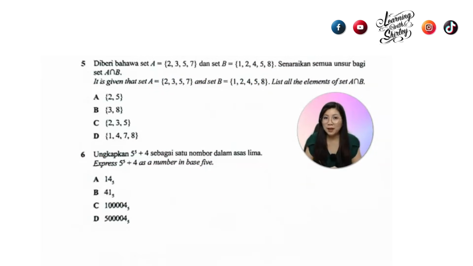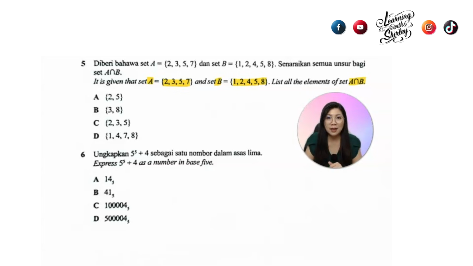Let's look at question number 5. So this question is based on the chapter sets. It is given that set A is 2, 3, 5, 7. So these are the elements in set A. And set B, 1, 2, 4, 5, 8. So these are the elements in set B. So list all the elements of set A into set B. Which means that they want you to find what are the common elements between A and B. So what are the common elements?